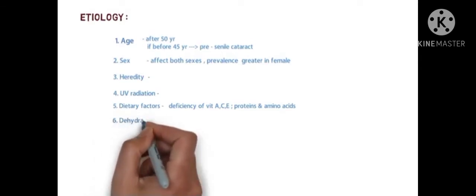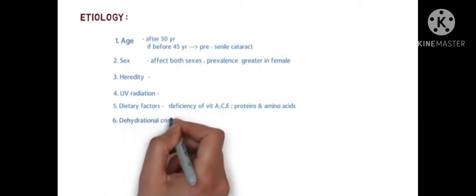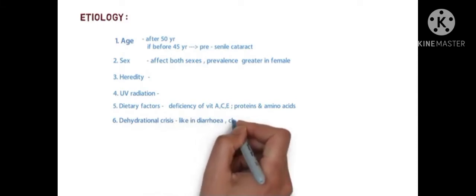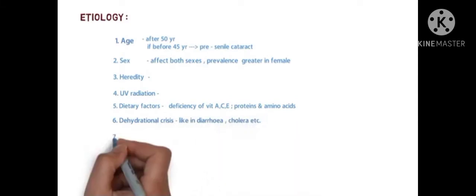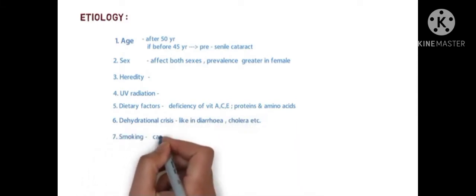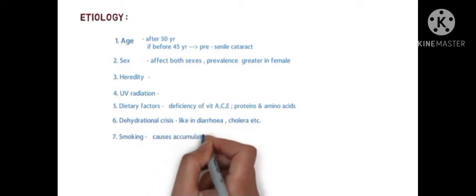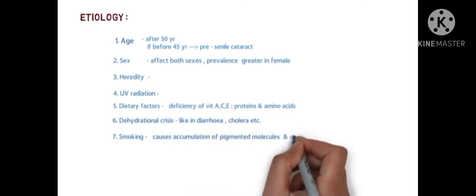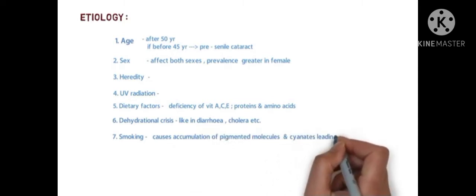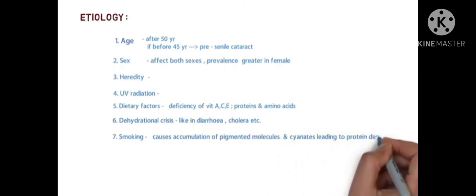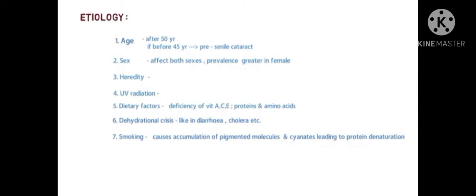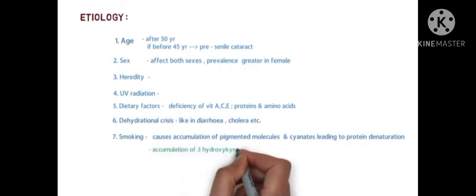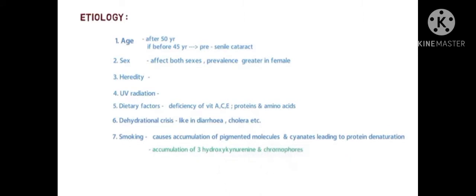Dehydration crisis, like in diarrhea and cholera, is associated with early age of onset and maturation of senile cataract. Smoking: smoking causes accumulation of pigmented molecules and cyanides leading to protein denaturation. The smoking causes accumulation of pigments like 3-hydroxykynurenine and chromophores, which leads to yellowing of the lens.